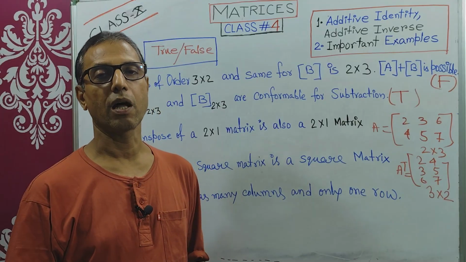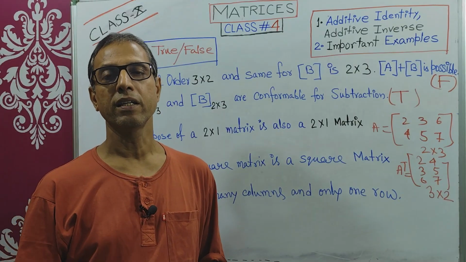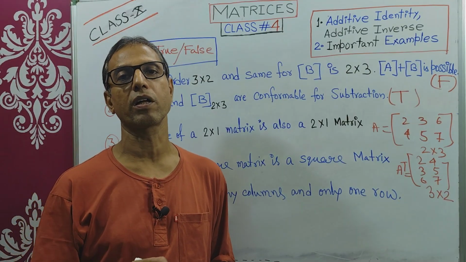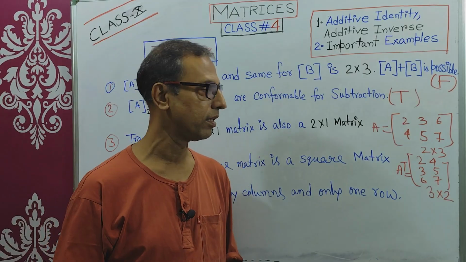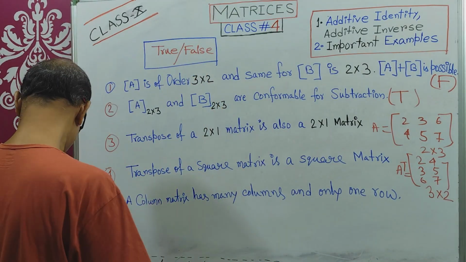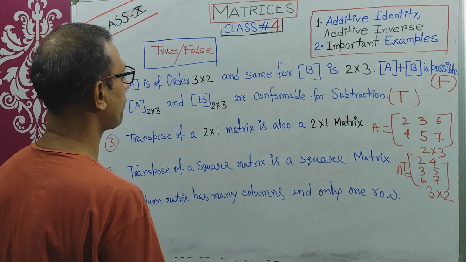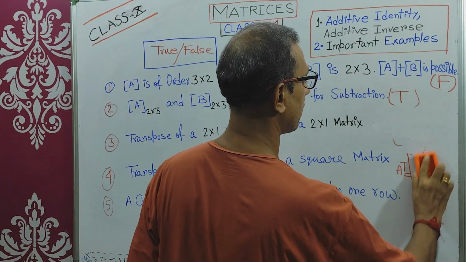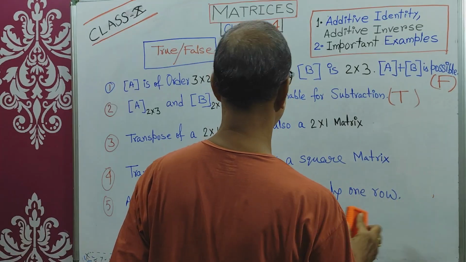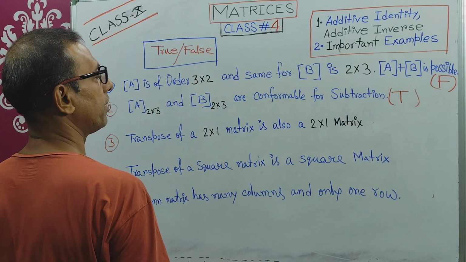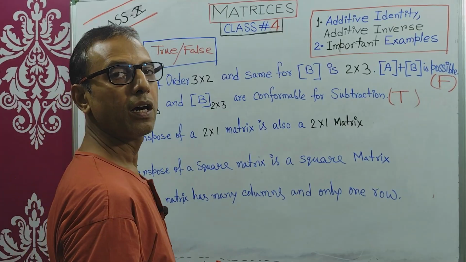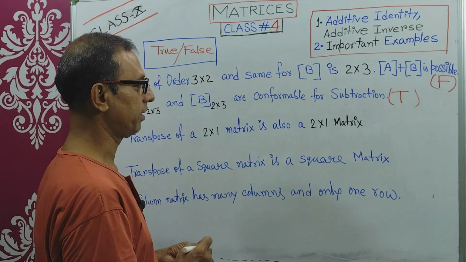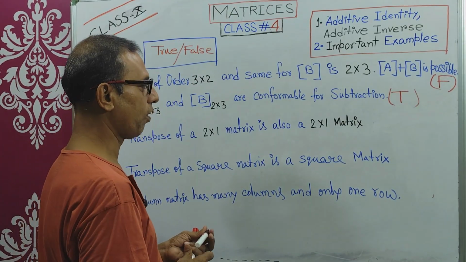So when you transpose a matrix, its order will be reversed. If the order is m by n, then the transpose matrix will have the order n by m, not m by n, right? So if it is saying that the transpose of a 2 by 1 matrix is also a 2 by 1 matrix, it's a false statement, because the transpose of a 2 by 1 matrix will be a 1 by 2 matrix. So it is a false statement.